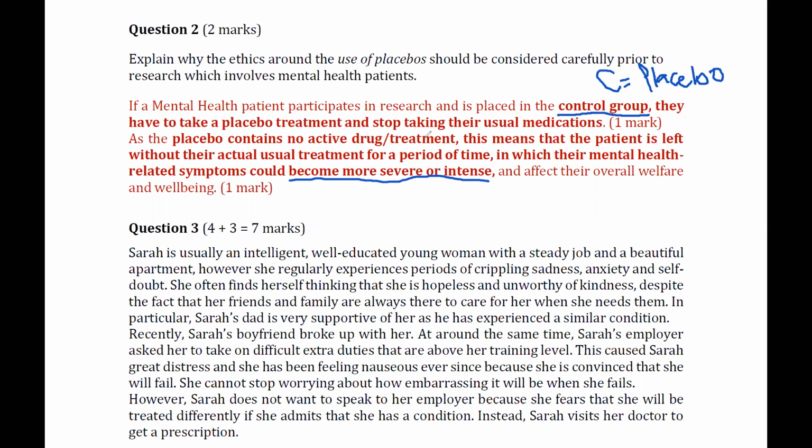So that's basically all you got to write. So you got 1 mark for acknowledging that if a mental health patient is in an experiment and they put in the control group, they have to take a placebo. And that from stopping the usual medication they take, that is going to lead to their mental health symptoms becoming worse over time. So that's going to be another 1 mark for mentioning that point. So 1 + 1 is a total of 2 marks there.